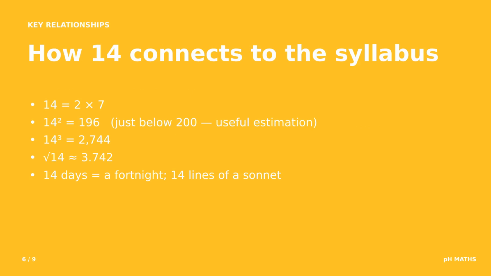Key relationships. 14 equals 2 times 7. 14 squared is 196, just below 200, useful for estimation. 14 cubed is 2744. Root 14 is about 3.742, irrational. And a fortnight is 14 nights. The prime factorization is tiny, 2 times 7. So 14 plays nicely in any HCF or LCM problem that involves 7, 14, 28 or 42.